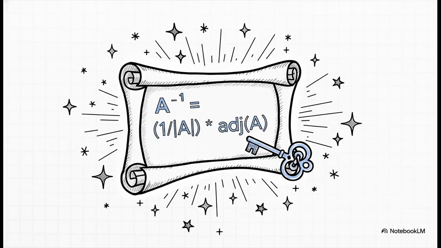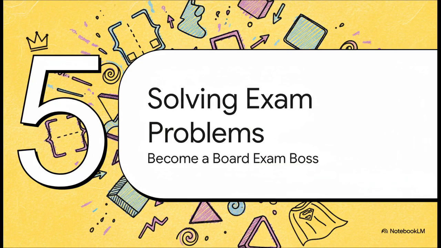And here it is, the magic formula that brings everything together. You need to tattoo this on your brain for the exam, okay? The inverse of A is equal to 1 divided by the determinant of A, all of that multiplied by the adjoint of A. This is the key that unlocks everything. Theory part is done and dusted.